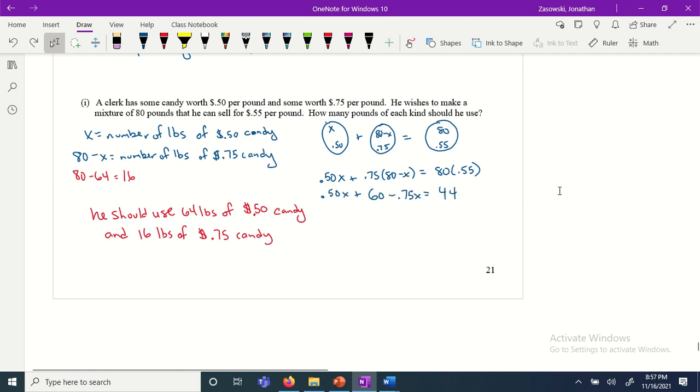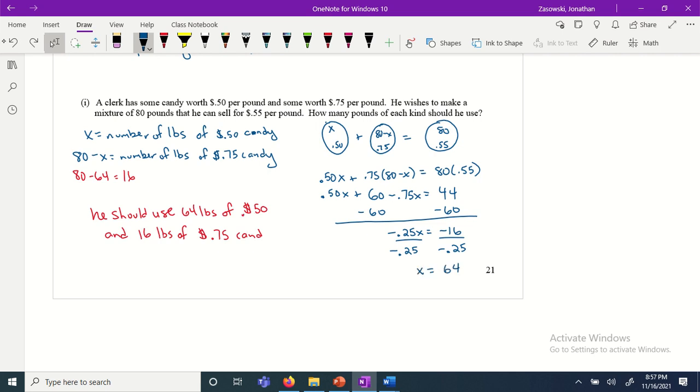Okay, gonna go ahead and distribute through. So we're gonna get 60 minus 0.75x, and then we're gonna do that combo move here. We're gonna move that 60 over, and we're going to combine like terms. So we're gonna do this one together here. So we subtract 60 from both sides. We're gonna get negative 0.25x equals negative 16, and then divide by negative 0.25 to get 64. And then 80 minus 64 is where the 16 comes from.